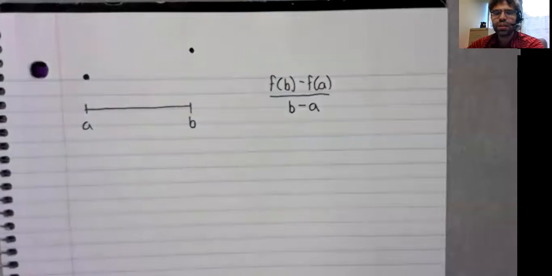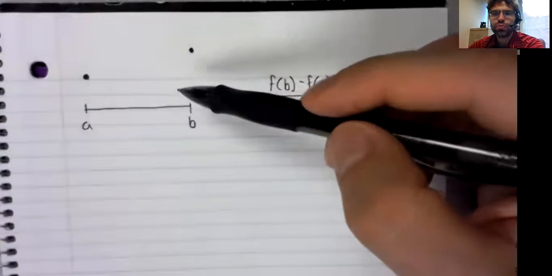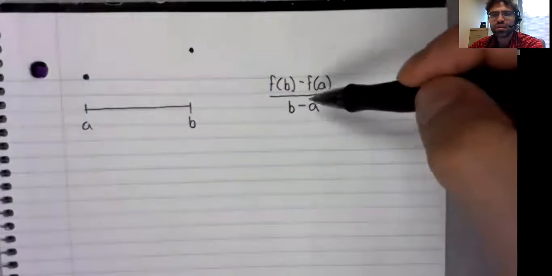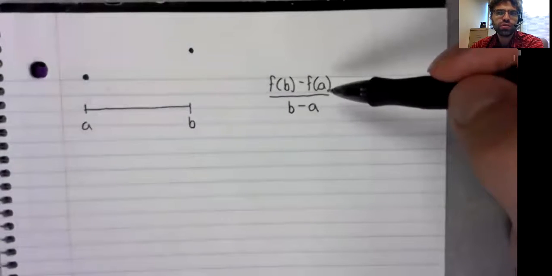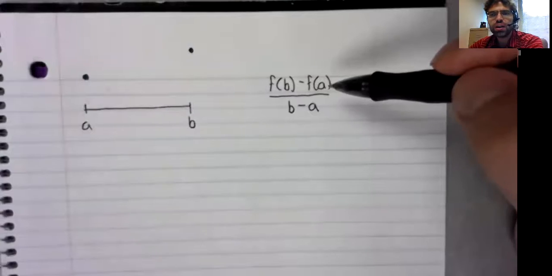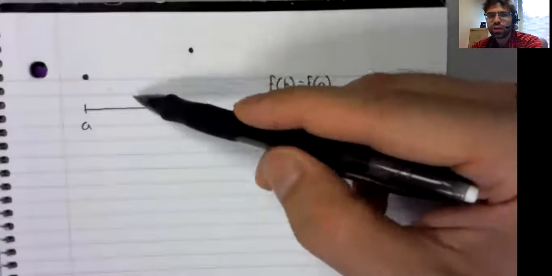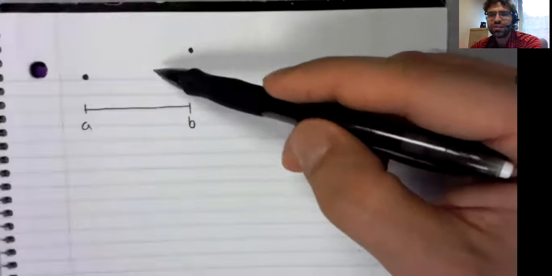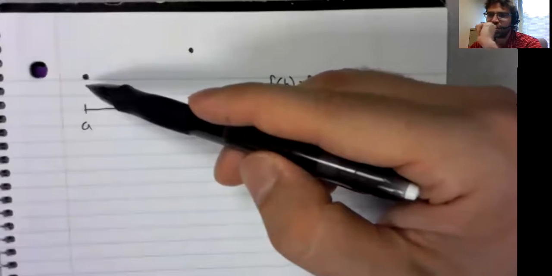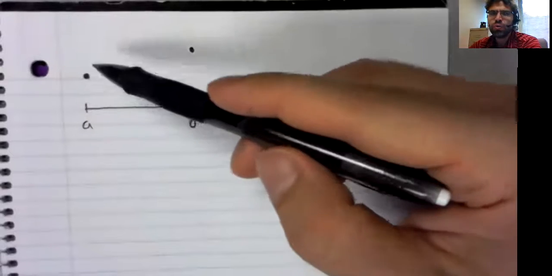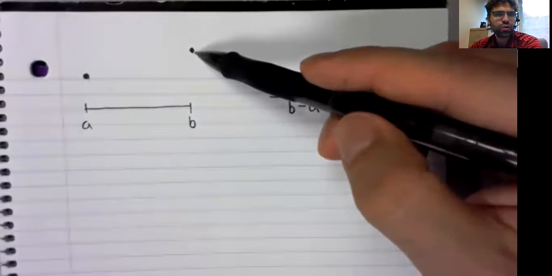Nothing that's happening between those values matters as far as the average rate of change goes. So we don't need an equation that tells us what's going on in this interval. We just need to know what happens in the beginning of the interval and what happens at the end of the interval.